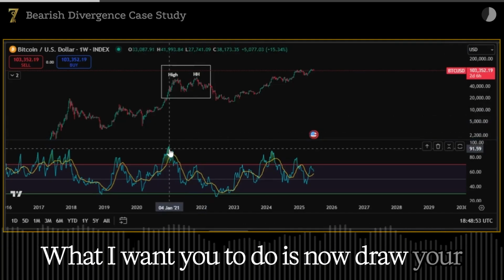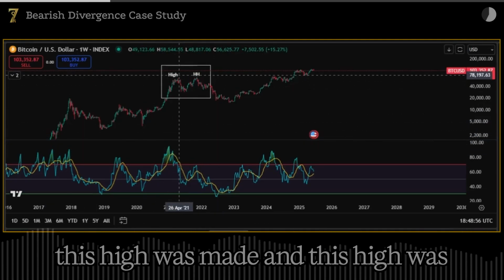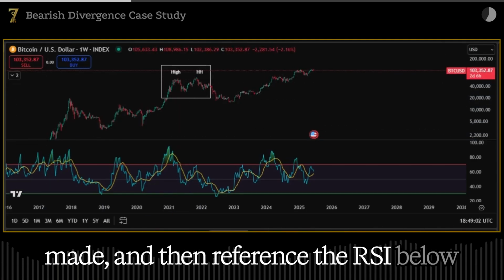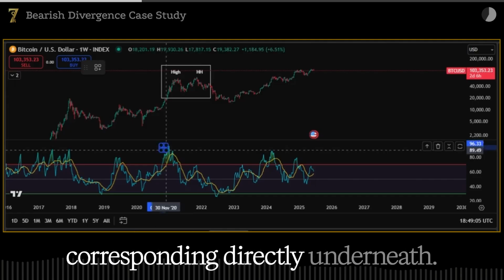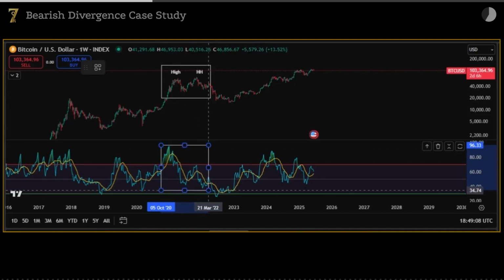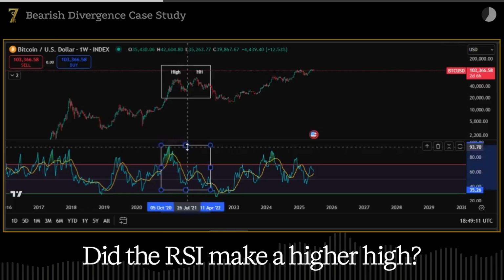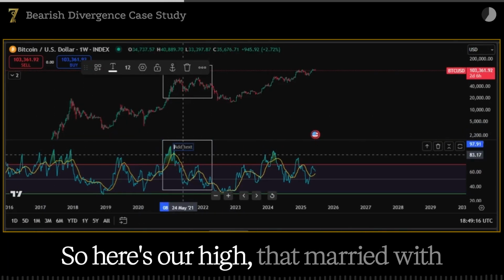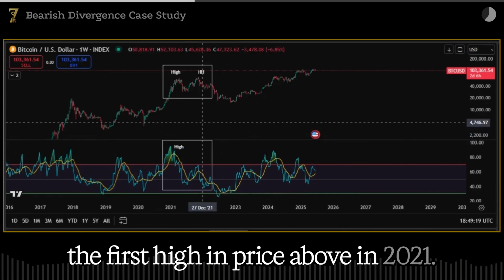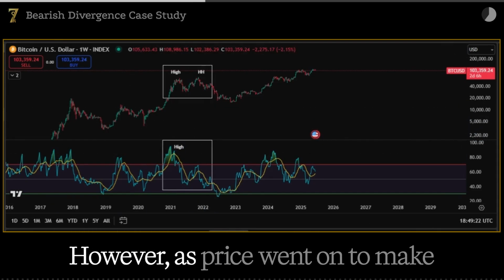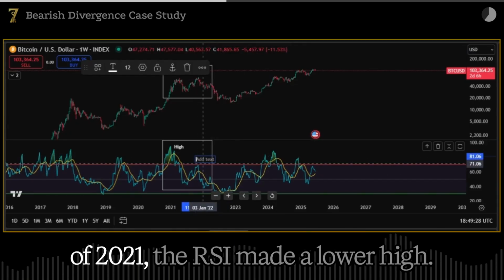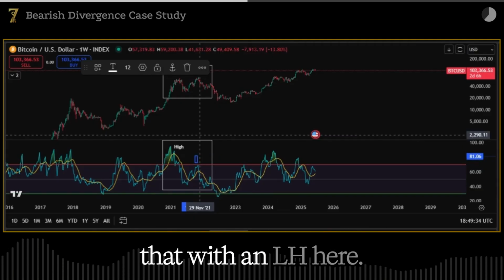What I want you to do is now draw your attention to the period of time where this high was made and this high was made, and then reference the RSI below corresponding directly underneath. Now I'm going to ask you a question. Did the RSI make a higher high or did it make a lower high? I think the answer is obvious. So here's our high that married with the first high in price above in 2021. However, as price went on to make a higher high, 69,000 in November of 2021, the RSI made a lower high. Okay, so we'll just identify that with an LH here.